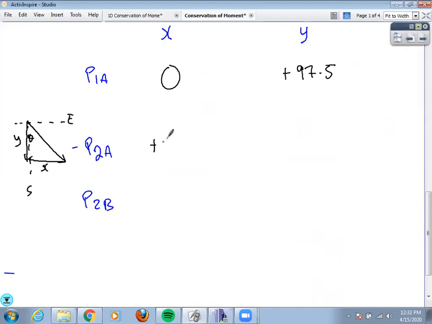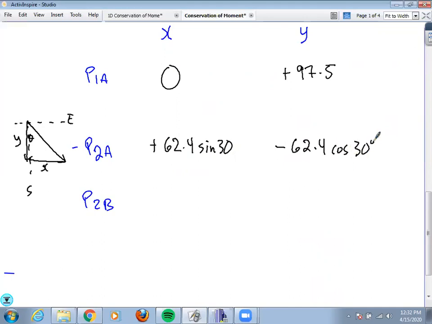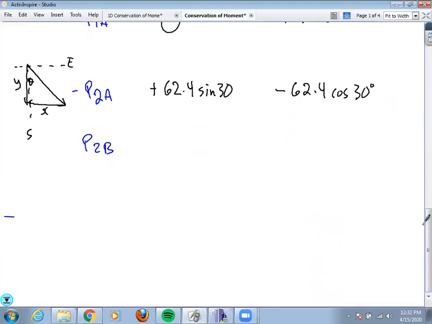So it would be positive 62.4 sine 30 because theta is 30. X is the opposite side. That's the X component of negative P2A. The Y component would be 62.4 cos 30, but it's going south, so it'll be negative. So negative 62.4 cos 30. And now we can get our final answer for the X component for P2B and the Y, and then we'll get our triangle and then our angle afterwards.